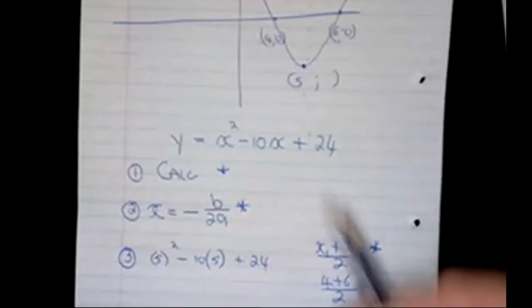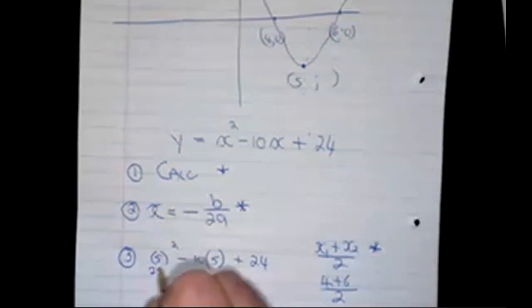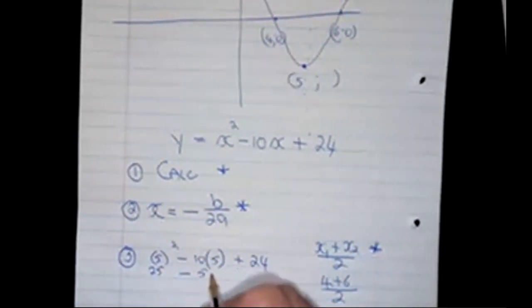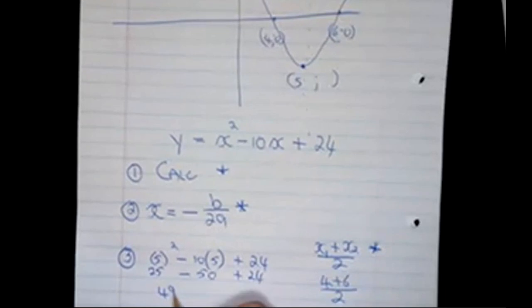And you see what I'm doing? I'm putting the 5 into the original formula. So that's 25. That's negative 50. That's 24. So I have 49 over here if I take the positives. I hope I'm correct, because I'm trying to work without a calculator, so that's minus 1, if I'm correct. Yeah, so minus 1.